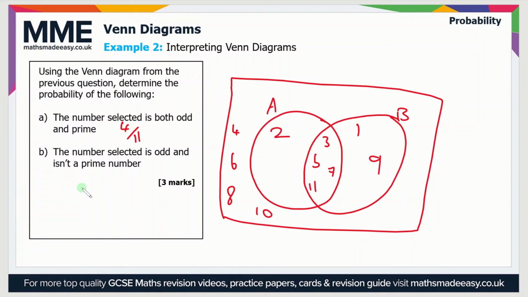And then part B, the number selected is odd and isn't a prime number. There's only 2 numbers that are odd that aren't prime numbers, and these are 1 and 9, so therefore the probability is 2 out of 11.